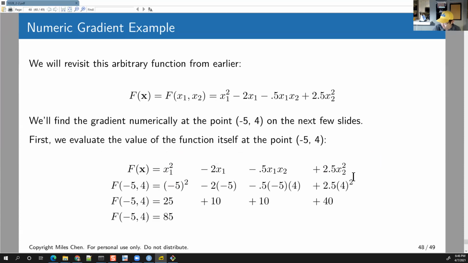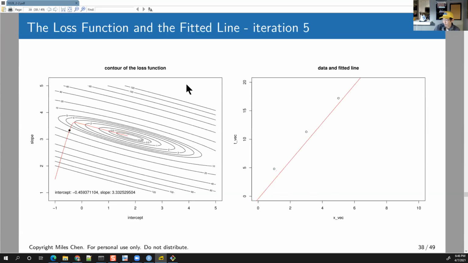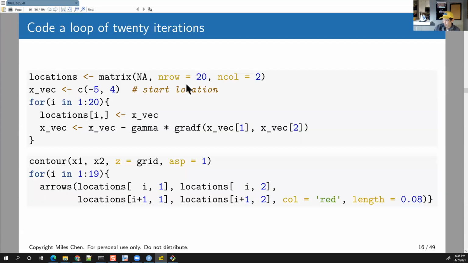First we have to figure out, what is the value of the function at x1 and x2? If you recall the arbitrary function from, where was it? Way back here.